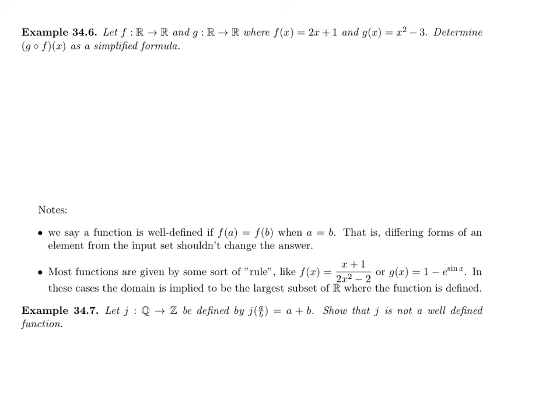All right, let's do one more example. We have f of x is 2x plus 1, and g of x is x squared minus 3. We have that the domain and codomain of both of these functions are the real numbers. So we can take the composition, g of f. The codomain of f lines up with the domain of g, so we're good to go.